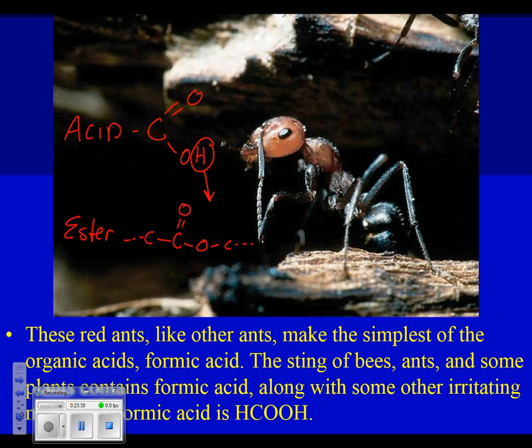And esters are smells. If you smell chocolate, that's an ester. If you smell lemon, that's an ester. If you smell stinky, that's an ester. If you smell bread, that's an ester.